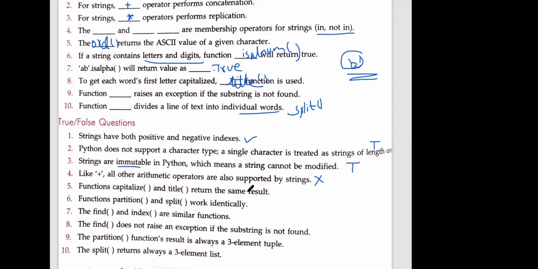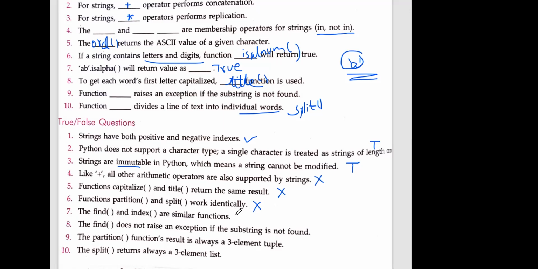Functions capitalize and title return the same result. Is it true? False. Just now we have checked, not allowed. Functions partition and split work identically. False, because one is returning a list and the other is returning a tuple. One always returns 3 pieces of information, and the other returns all the words in split form.